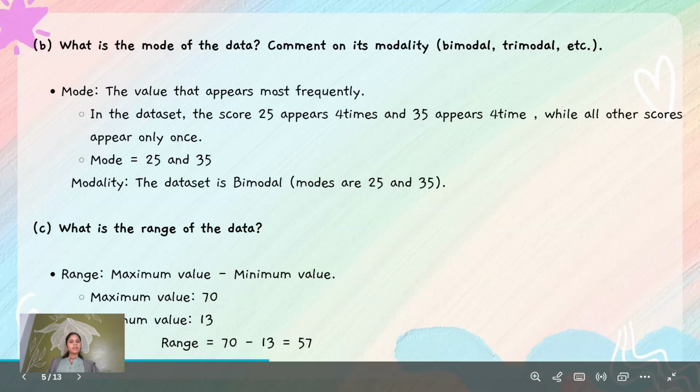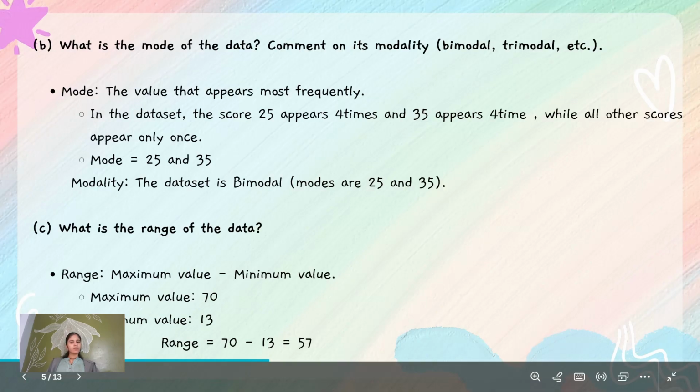Question B: what is the mode of the data, and comment on its modality, like bimodal, trimodal, etc. The mode is the value that appears most frequently. In the dataset, the scores 25 and 35 appear 4 times, while other scores appear only once or twice. So the modes are 25 and 35. And for modality, we can say that the dataset is bimodal as it has two modes.